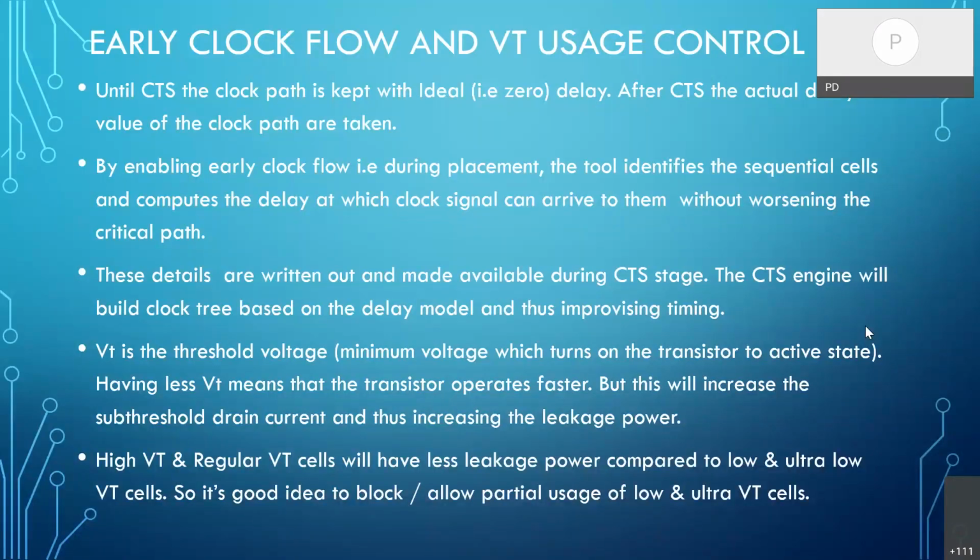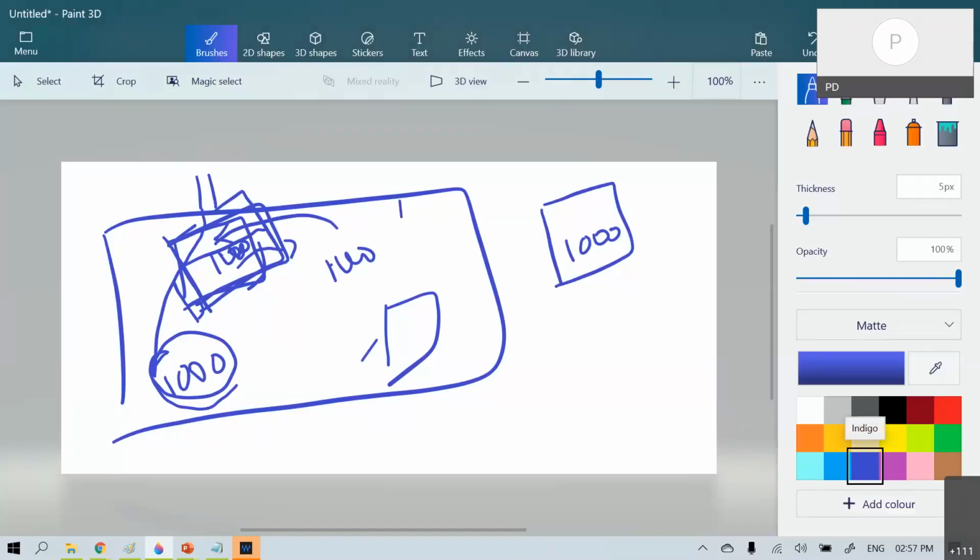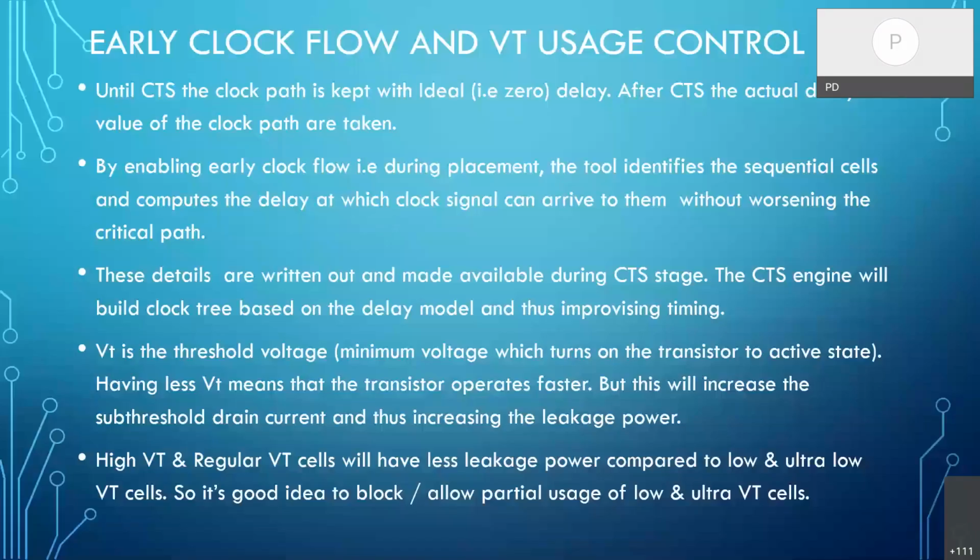Okay, and we can also do the optimization with the early clock flow and VT usage. See, until the placement is done, the clock is considered as ideal. That is, there is no delay value for the clock tree. That's how it will be.